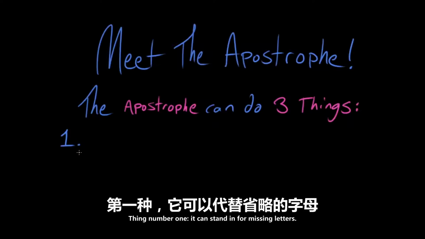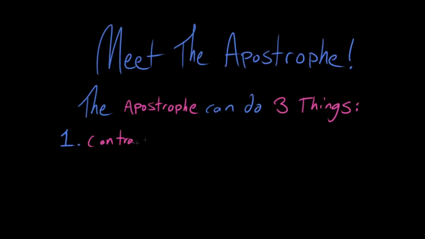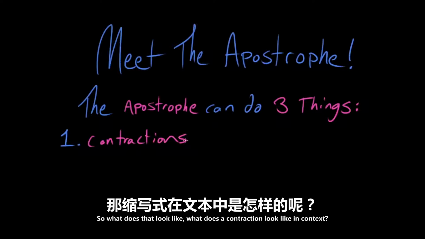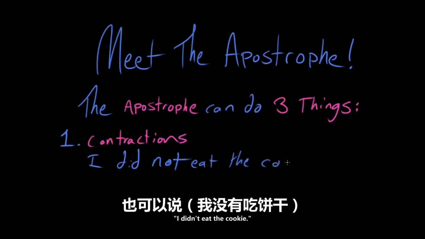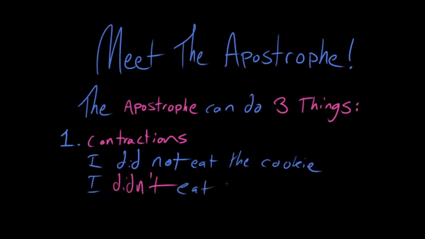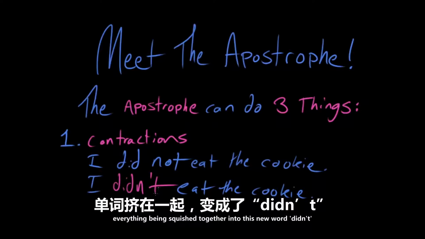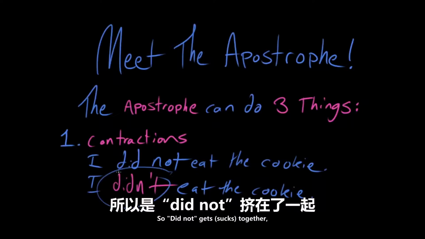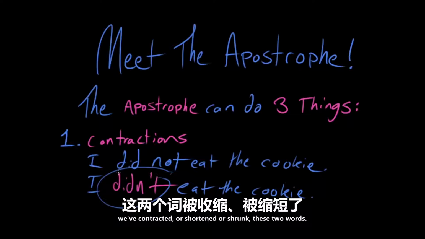Thing number one, it can stand in for missing letters. So when an apostrophe stands in for missing letters, that's called a contraction. So what does a contraction look like in context? Another way to say something like, I did not eat the cookie, is to say, I didn't eat the cookie. So that apostrophe there represents the O being taken out and everything being squished together into this new word, didn't. So did not gets together, and then we attach this apostrophe to show that we've contracted or shortened or shrunk these two words.